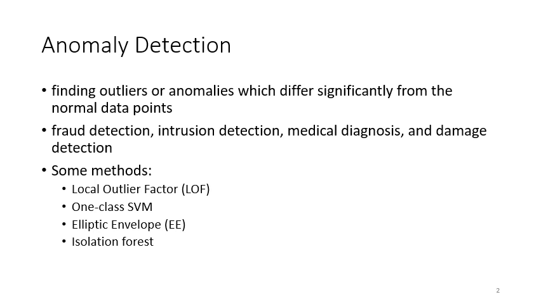In one-class SVM, a function is estimated. Wherever the function is positive, the points are normal, and where the function is negative, they are anomalous. In EE, we fit a Gaussian distribution on the data, and the points far away from the Gaussian are anomalies. In isolation forest, the anomalies are isolated using random trees.